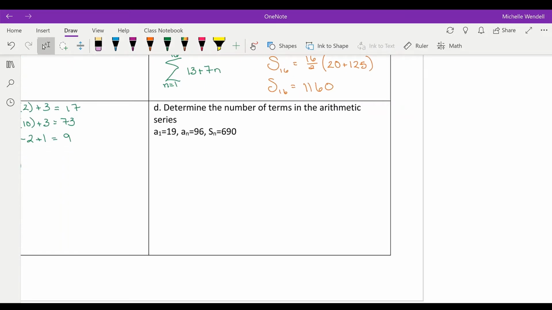All right, last one, part D. So I need to find the number of terms. They give me the first term, the last term, and the sum formula, or what they sum to. So I'm going to use the sum formula. So 690 equals n over 2 times the first term plus the last term. First thing you're going to do is multiply that 2 over, which gives me 1380 equals n. 19 plus 96 is 115. Then you can divide the 115 over. You get 12. So that means there are 12 terms in this arithmetic series.